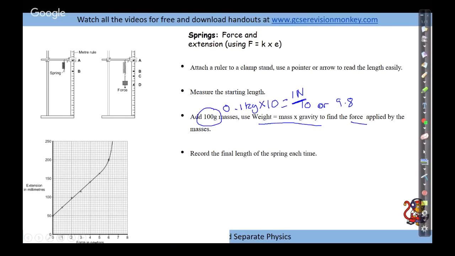Okay, you're going to record the final length of the spring each time you add another mass. You're going to do the final length minus the original length, and that gives us the extension. And we would plot a graph of, as you can see over here, you'd plot a graph of extension versus force there.